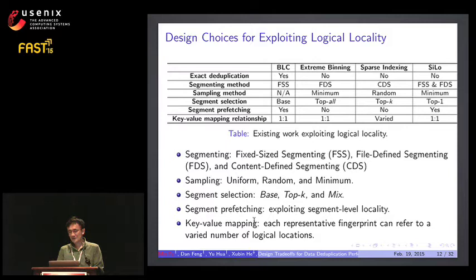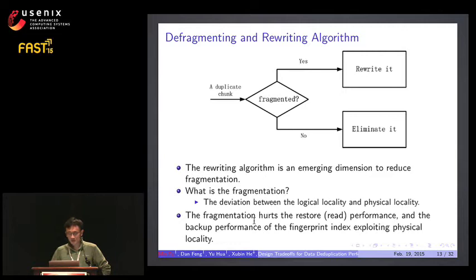And the rewriting algorithm is an emerging dimension in deduplication systems to reduce fragmentation. Fragmentation is an intrinsic problem in deduplication systems. It can be considered as the deviation between the logical locality and the physical locality. It will hurt the read performance. So in an aged deduplication system, its restore performance is very poor. And this figure shows how rewriting algorithms work. A rewriting algorithm tries to find fragmented chunks during backup. And if we identify a chunk as fragmented, we will rewrite it into a new physical location rather than deduplicating it.